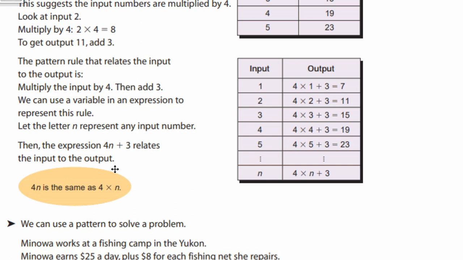So a couple of important things here. First of all, when I have a number and a letter bounced up against each other like that, that's the same as 4 times n. So we often use x as a variable as well. So if I had an x and a times sign beside each other, I could confuse which is a variable and which is multiplication. So we try and get rid of that times sign as much as possible.